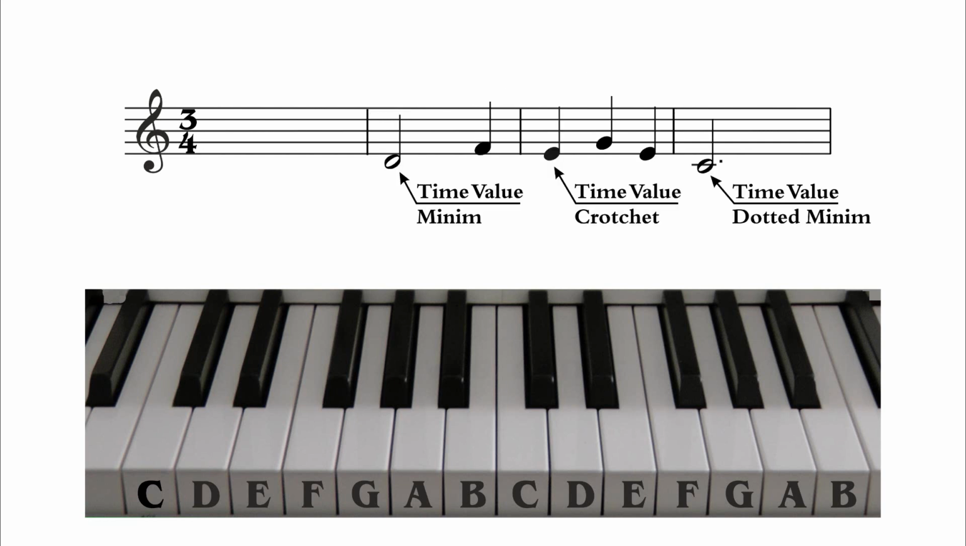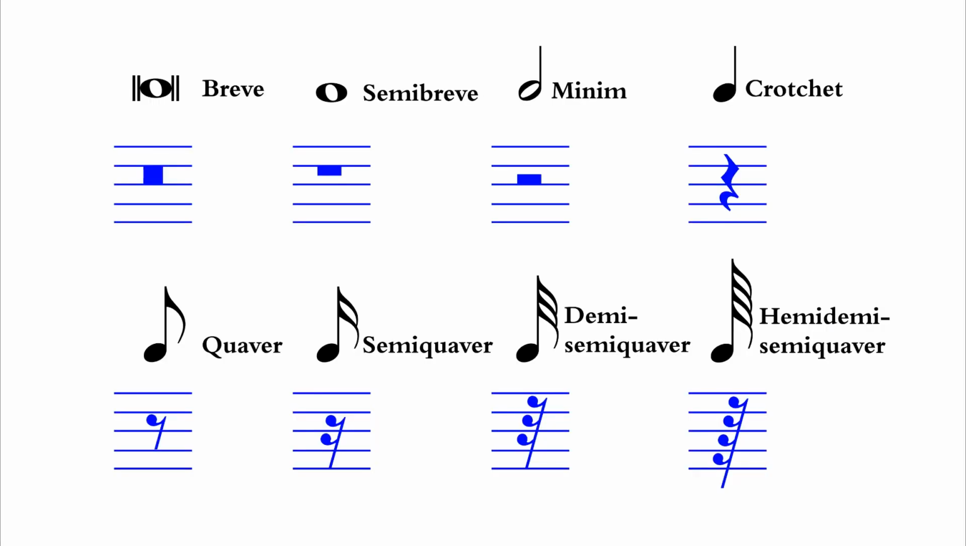So far, we've seen only 3 time values: the crotchet, the minim, and the dotted minim. Let's now take a deep breath and look at all the note time values and their corresponding rests. These rests are silences, lasting exactly the same length of time as the notes with the same name. A minim rest lasts as long as a minim note. A crotchet rest lasts as long as the crotchet.